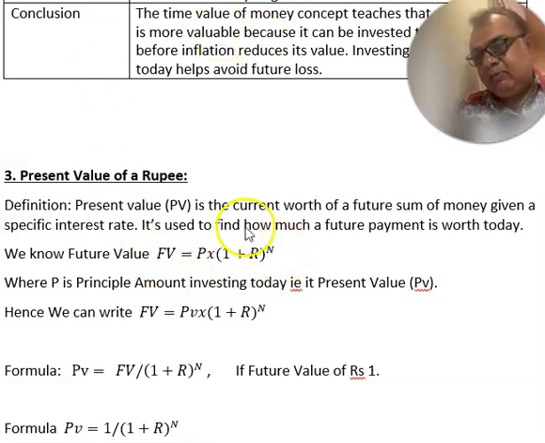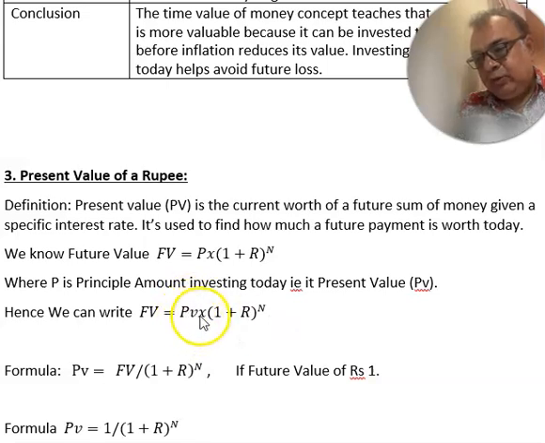We have learned this is the compound interest formula: future value is equal to P, the principal amount, multiplied by (1 plus R) to the power N. Now assume P is the principal amount you are investing today. This P is equal to present value. You write here P is equal to present value. Hence, our formula will become future value is equal to present value times (1 plus R) to the power N.